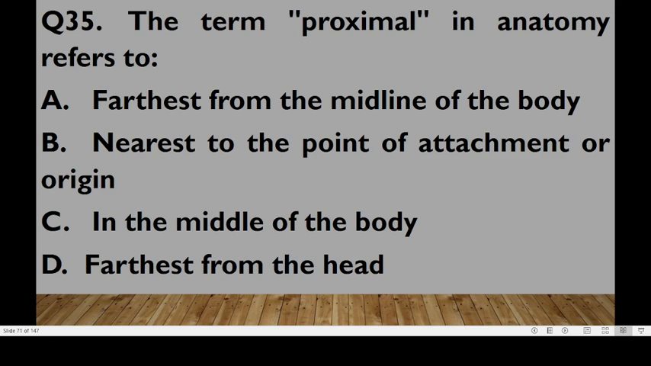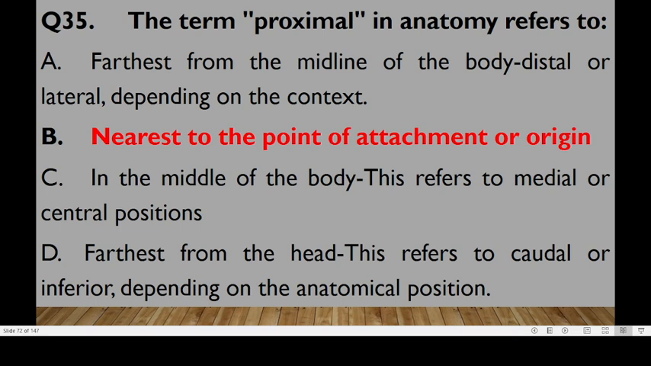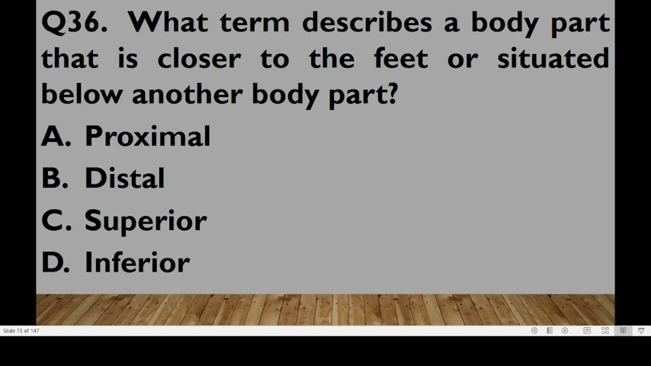The term proximal in anatomy refers to nearest to the point of attachment. Remember, when you're talking about farthest from the midline of the body, we are talking of distal or lateral, depending on the context. If you're talking about in the middle of the body, this could refer to medial or the central position. And lastly, if you're talking about farthest from the head, this could be referred to as caudal or inferior, again depending on the anatomical position.